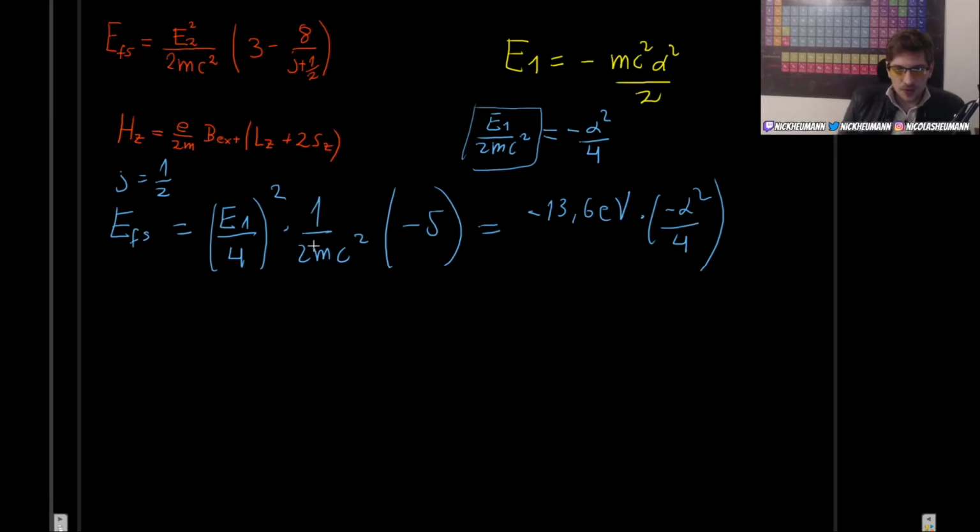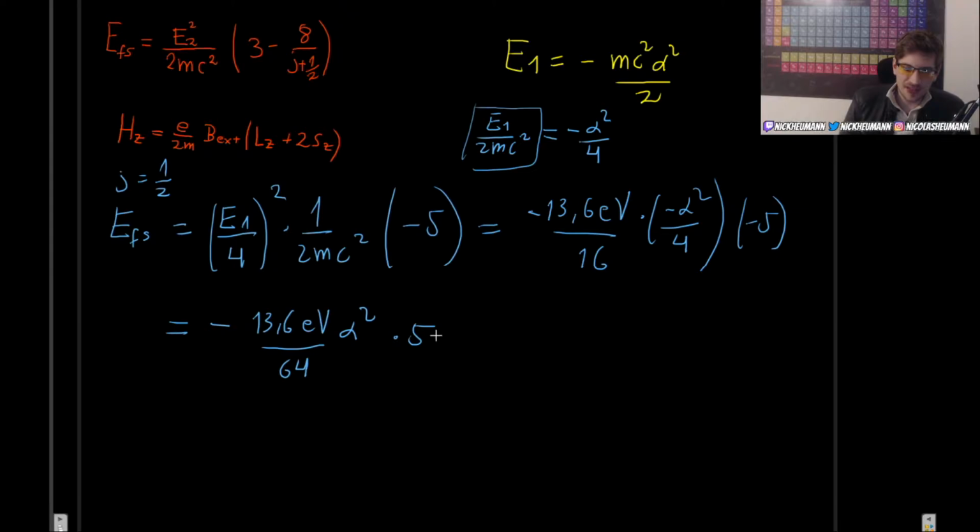All right, so that's gone. I almost forgot about my 4 squared, which is a 16. All right, and then times minus 5. So all of this is going to be, well, these 2 minus signs cancel out. We end up with minus 13.6 electron volts over 64 times alpha squared times 5.